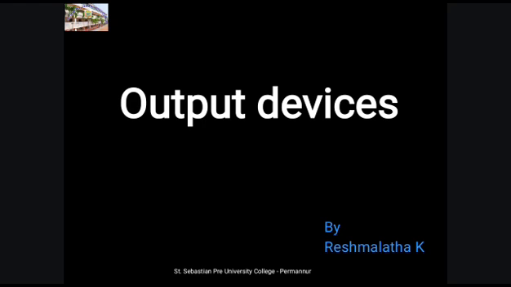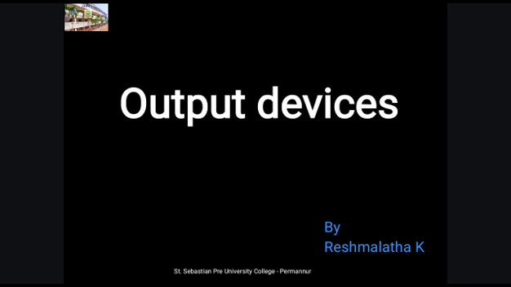Hello students, in this video let us study the concept of output devices. In the last video we discussed input devices. An input device is used to feed data into a computer. The human understandable form is converted into machine understandable form. The input devices are keyboard, mouse, OCR, OMR, MICR, joystick, etc.